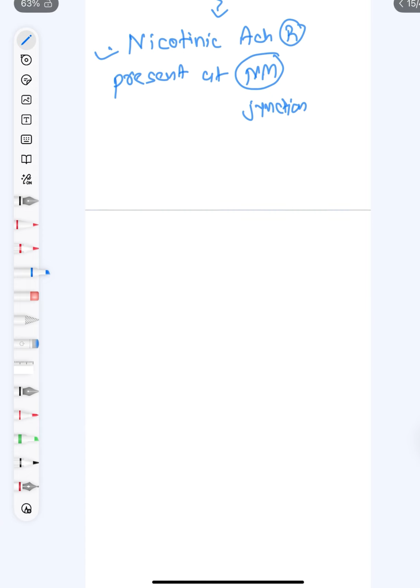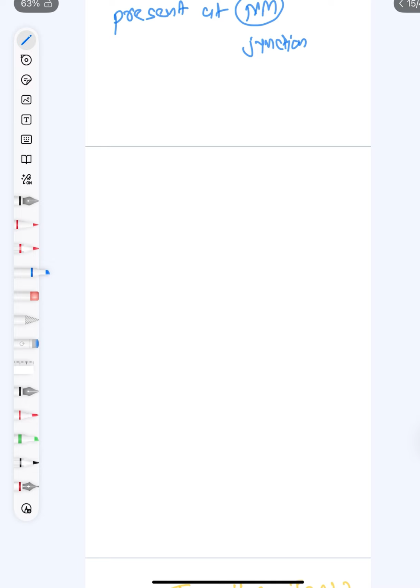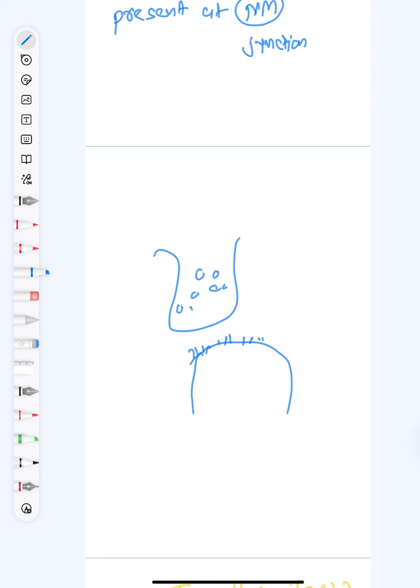So normally we have a synaptic terminal here, and on the other side we have a nicotinic receptor. Okay, so when acetylcholine comes and binds to these receptors, this helps in transmission of nerve impulse and produces muscle contraction.